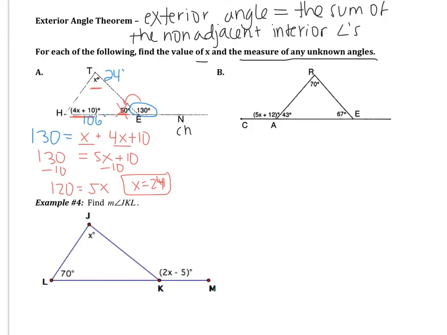A good check is to make sure that your interior angles sum to 180. So angle T is 24, angle H is 106, and angle E is 50. Those sum to be 180. Okay, you try B. Pause the video, try it on your own, and come back when you are finished, please.